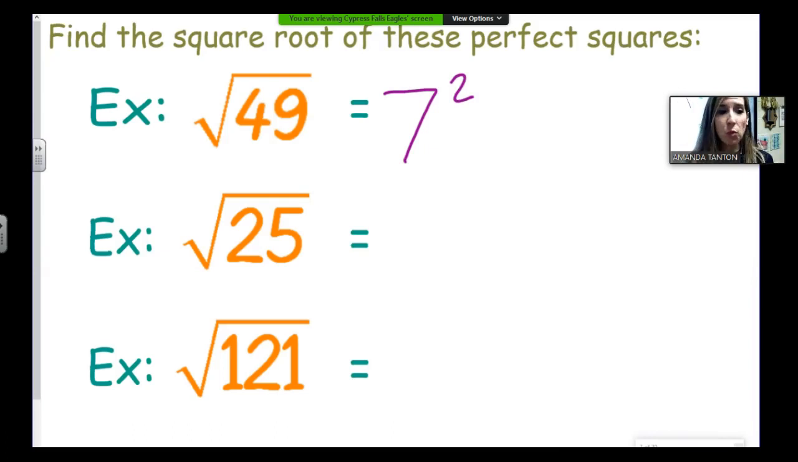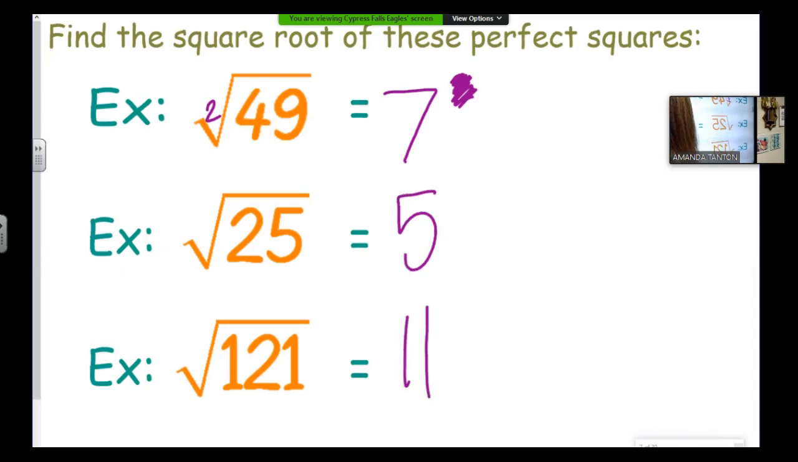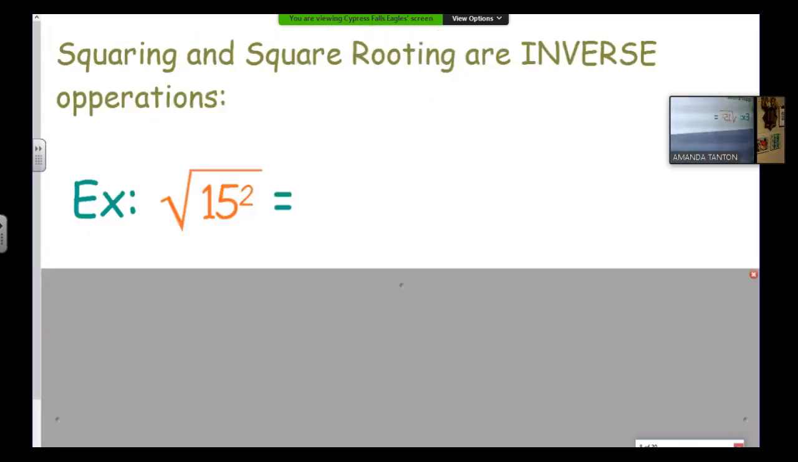The square root of 49 means, because it's a square root, there's a little 2 there, but it's understood, we don't write it, what 2 numbers could I multiply together to get 49? What number could I square to get 49? I can't square 7 squared, but I can square 7. So square root of 25 is just plain old 5. Square root of 121, plain old 11. Don't make that mistake of putting a squared on it.